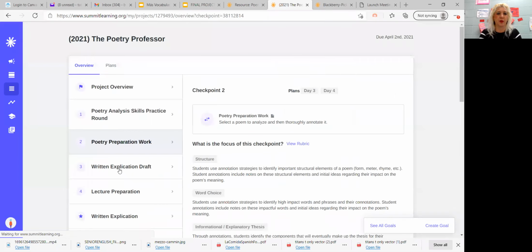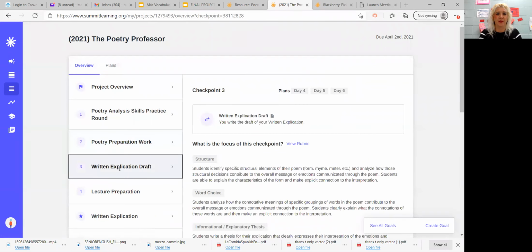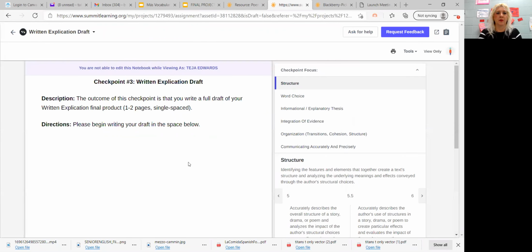Student view here. Written explication draft, okay, go to that, checkpoint three. Write out one to two pages single space. One will be great. Begin your draft. Just writing here. Explain your poem.